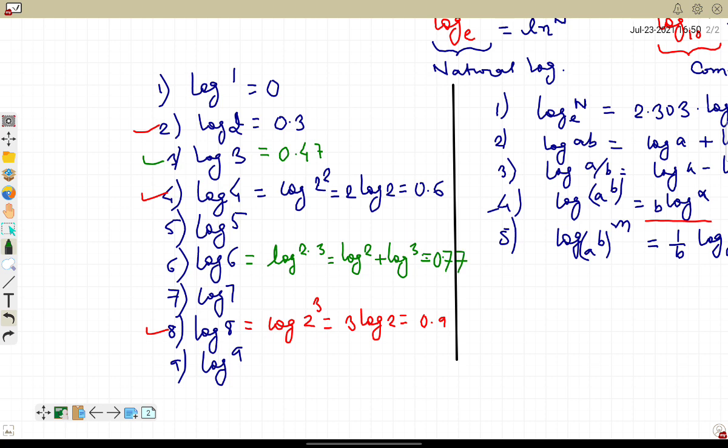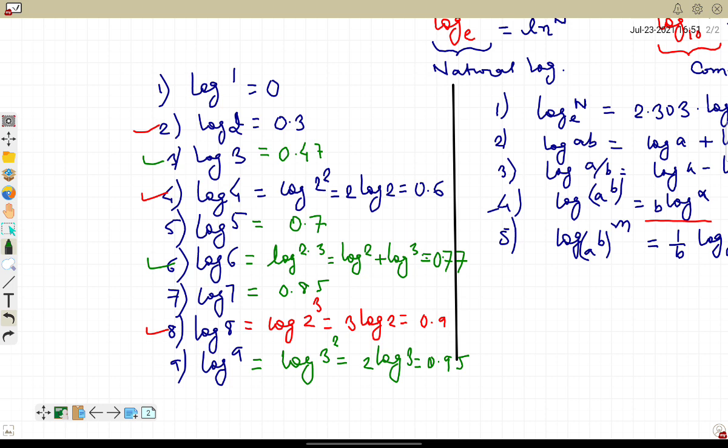So 0.77. You need to remember the value of log 5 also. So log 5 is equal to 0.7. You can remember this value, log 5 is equal to 0.7. Log 7 is equal to 0.85. You can remember these two values. Log 9 can be written as log 3 raised to the power 2, or 2 times log 3, and log 3 is equal to 0.47. So 2 times 0.47 is nearly equal to 0.95.